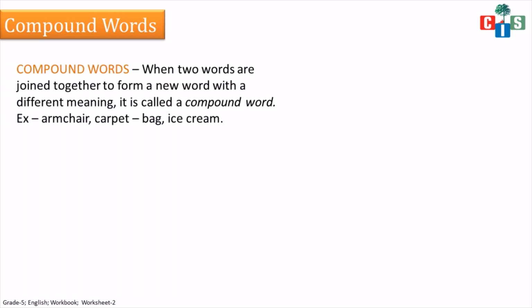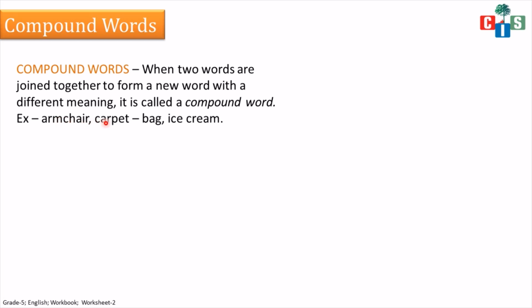So now scholars, what are compound words? When two words are joined together to form a new word with a different meaning, it is called a compound word. We have so many words which are joined together to form a new word, for example, armchair. Here we have two words. What are those two words? The first one is arm and the second one is chair. These two words have two different meanings. When we join these two words together, we get one new word, that is armchair.